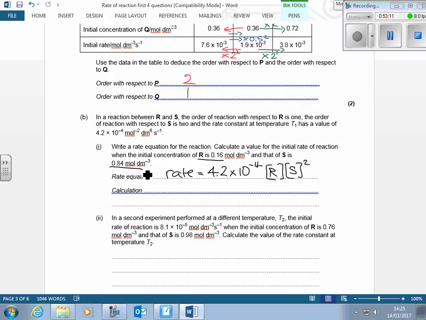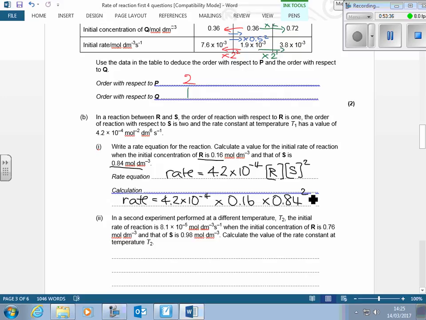So the calculation, so our rate is, oh dear, 4.2 times 10 to the minus 4 times 0.16 times 0.84 squared. I haven't left any space for an answer here.